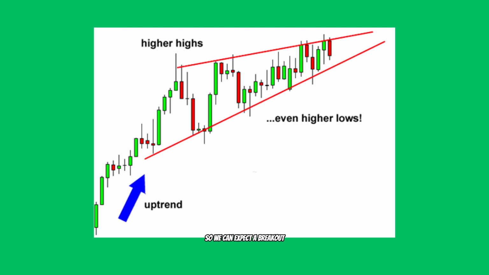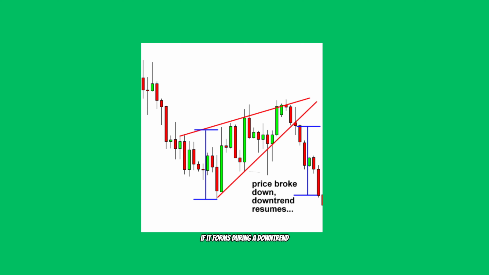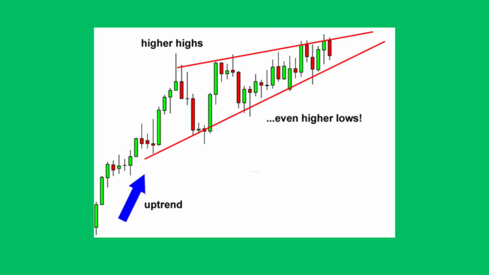So we can expect a breakout to either the top or bottom dot. If the rising wedge forms after an uptrend, it's usually a bearish reversal pattern. On the other hand, if it forms during a downtrend, it could signal a continuation of the down move. Either way, the important thing is that when you spot this forex trading chart pattern, you're ready with your entry orders. In this first example, a rising wedge formed at the end of an uptrend.